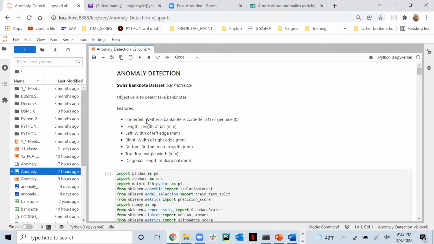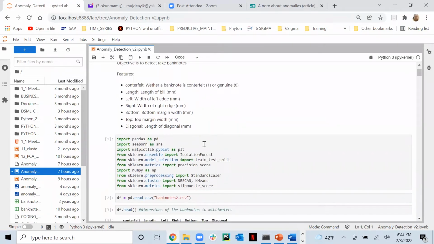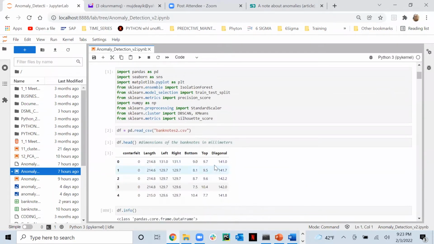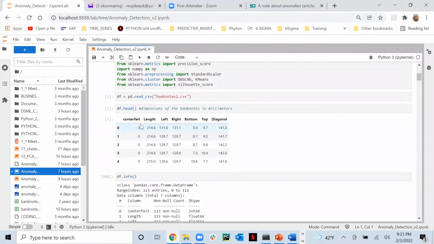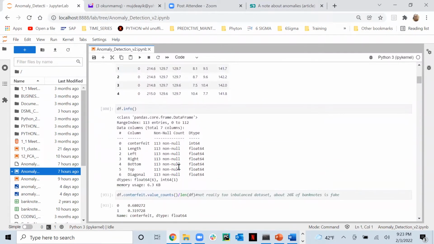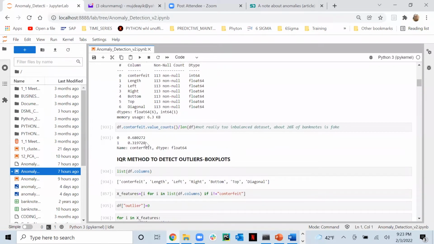Basically, this feature says whether the banknote is a fake one or a genuine one. So this is a slightly modified version of the Swiss banknote data set. We just read through this data, and it doesn't have too many features anyway. Once we look into the counterfeit value counts, about 32% of our data is fake, which is not really too imbalanced in that case.